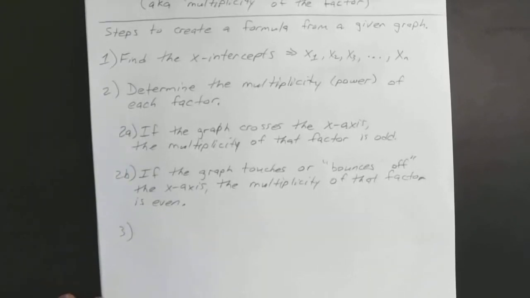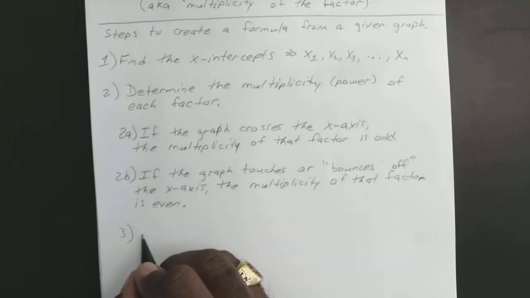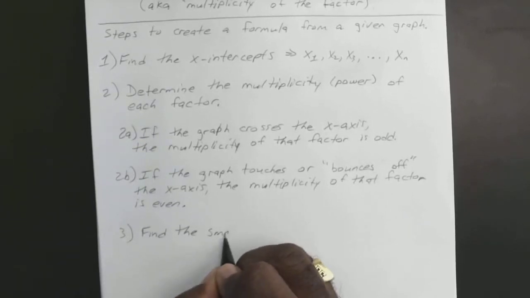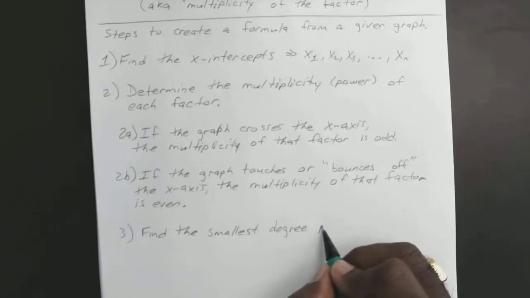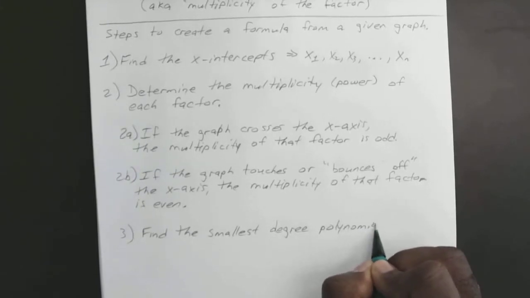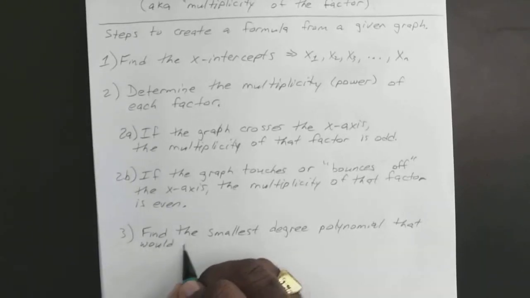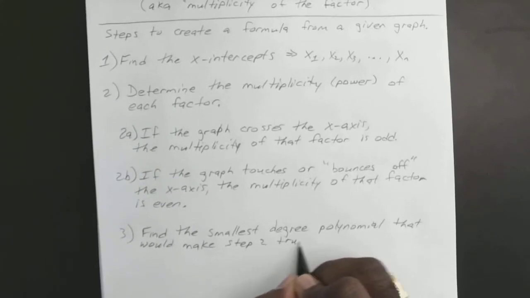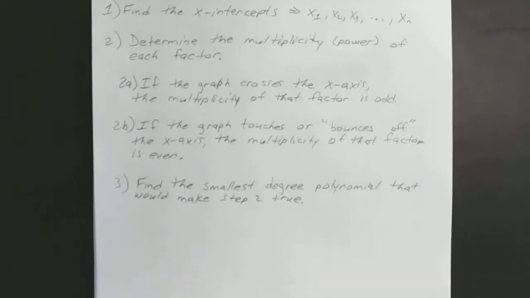Okay, so step 3, you're going to find the smallest degree possible for the whole polynomial that will make step 2 true. And I actually have a little tip where you kind of can skip step 3.